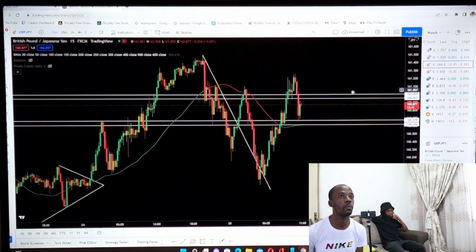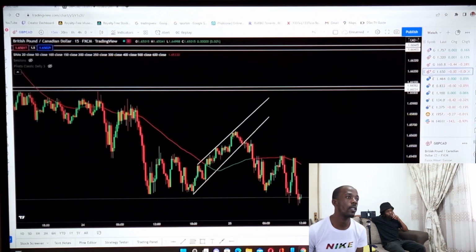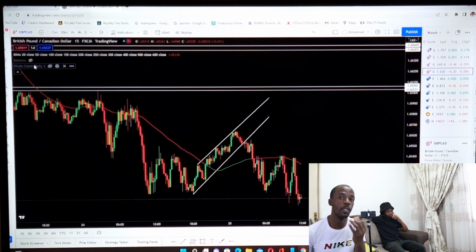It was 41 pips. Then on GBP CAD, also I told you guys there were 4 setups which I did in the morning. It was GBP JPY, GBP CAD, GBP USD and gold. So on GBP USD and GBP JPY, I took some profits.